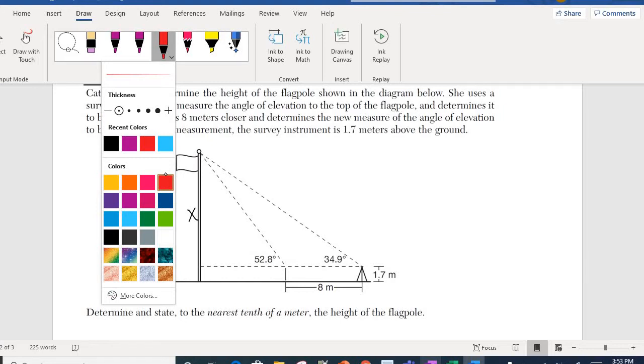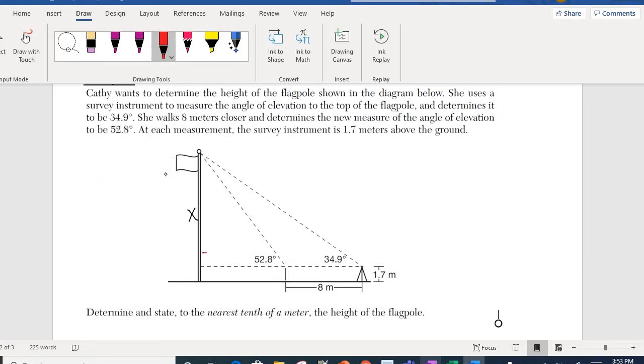Okay, so a couple things we can do. We know that we have a right angle here. And if you look at that right triangle that you see, we have an angle of 90 and we have an angle of 52.8. So if all three of those add up to 180 degrees, we should be able to figure out the last angle in the triangle, which is 37.2.